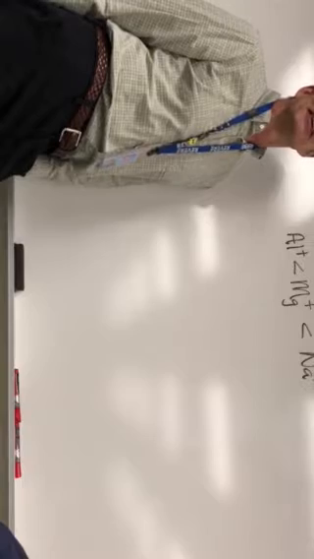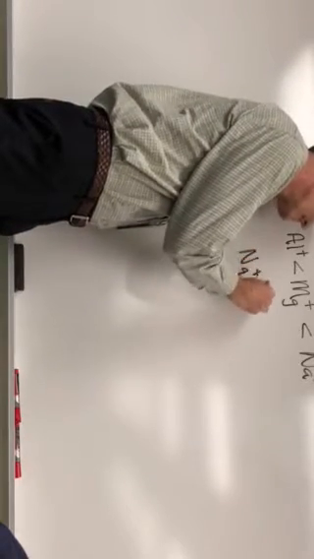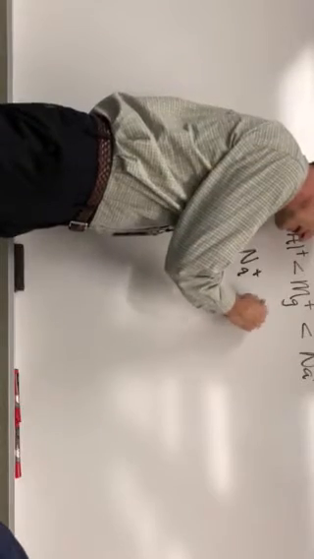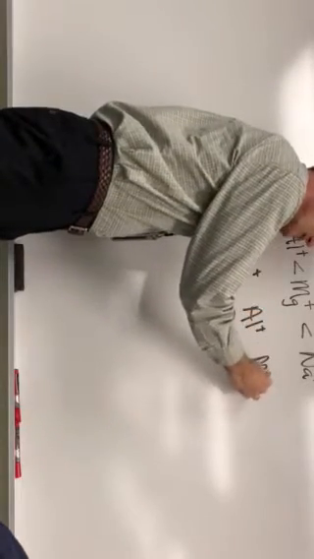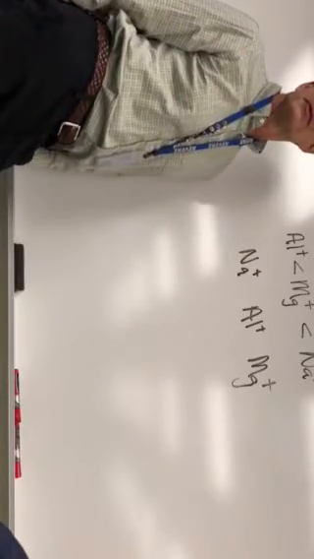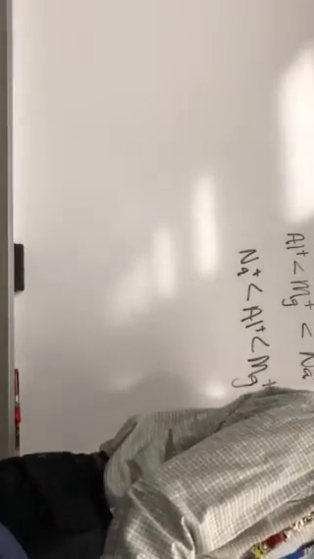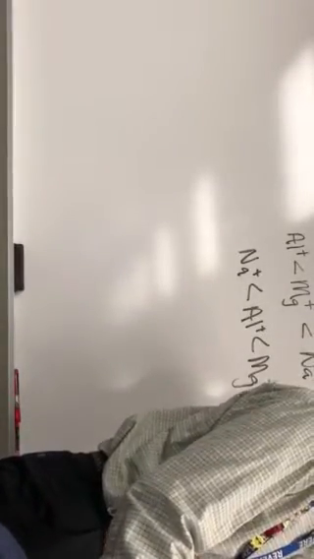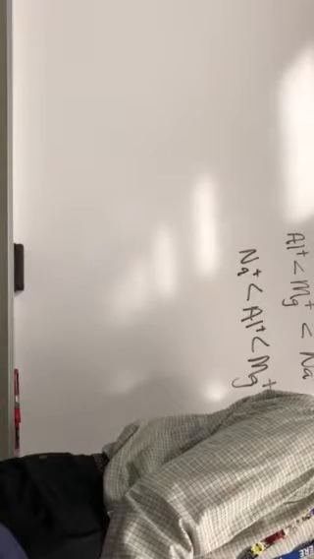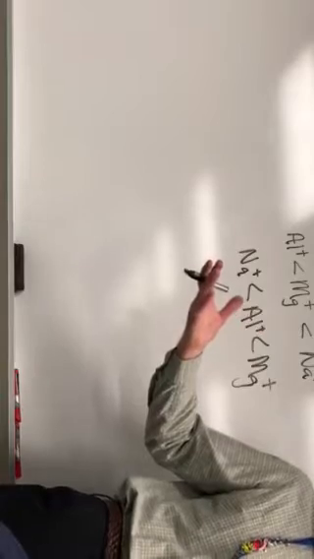Jacob. Is it Na+, then aluminum, and then magnesium? Do you have an explanation? Yeah. When the Na loses an electron, it loses its energy level. There we go. The sodium, when it loses an electron, loses a full energy level. It loses its 3s electrons, so its outer energy level is now the second energy level.